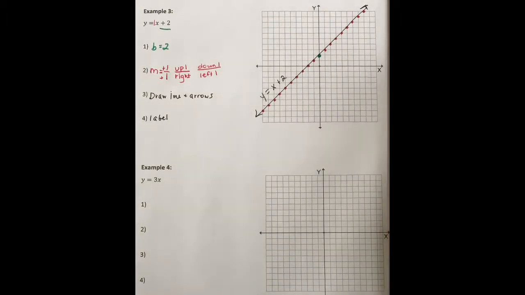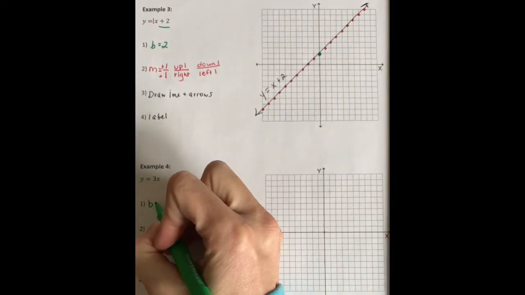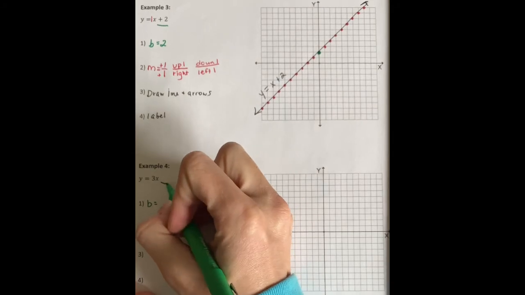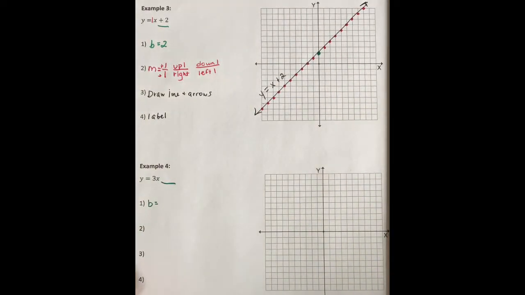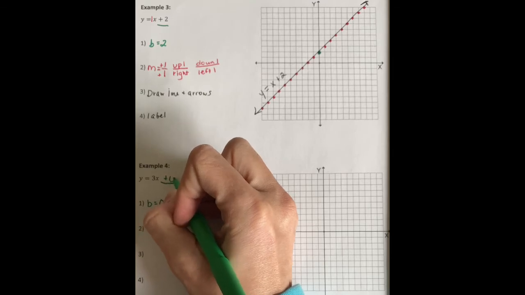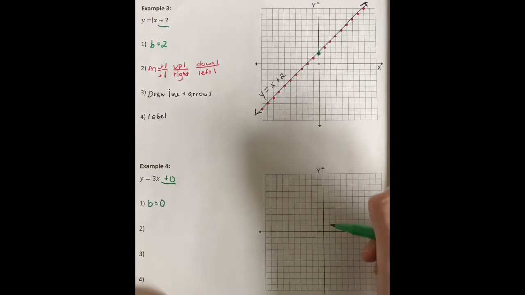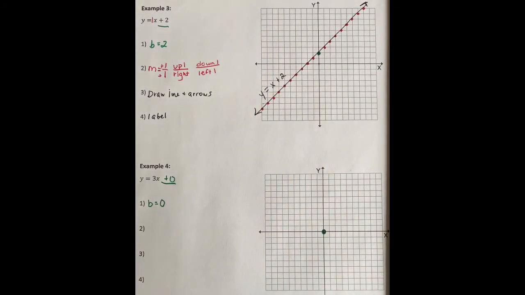Okay, so for the final example, we're going to try the same steps. The first thing we're going to do is we need to graph our y-intercept. Here, there's nothing there for the y-intercept. So if there's nothing there, what does the y-intercept equal? 0, right? It's the same thing as if I had a plus 0 there. So on my y-axis, I need to go to 0 and plot my y-intercept.